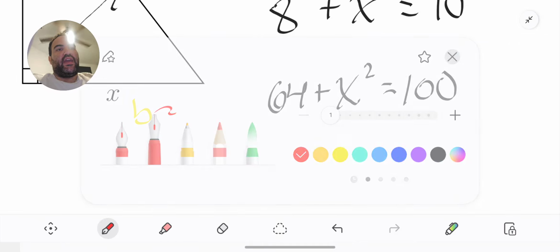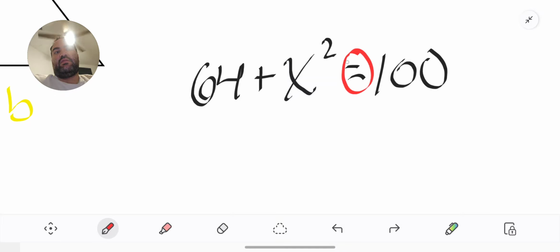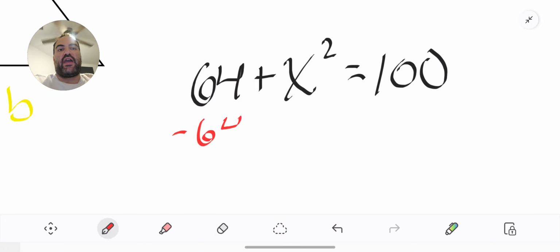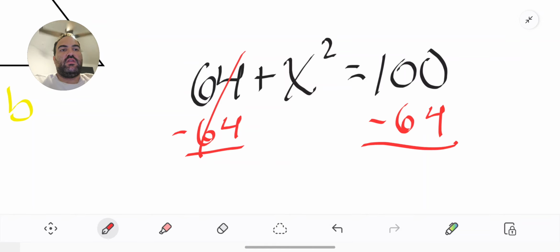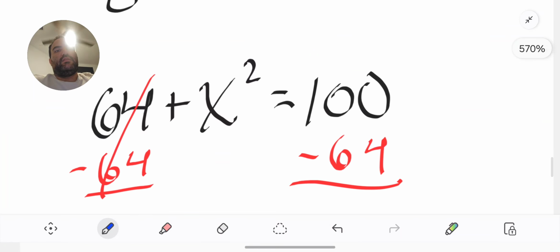Next step, kind of like the last problem, what am I going to do? I want to get this by itself. Move the thing that's next to it. It's not the 100 because the equal sign's there. It's always with it on this side. So we're going to move the 64. How do I get rid of a positive 64? Never say divide too soon. Subtract. Bam. Subtract. There you go.